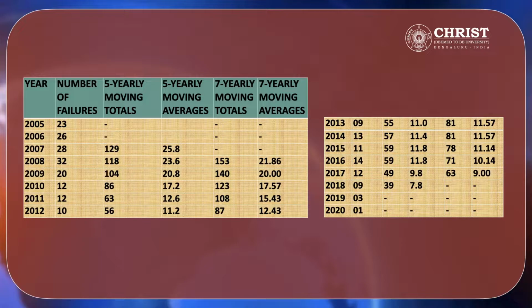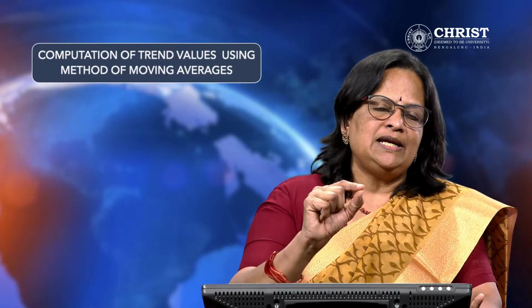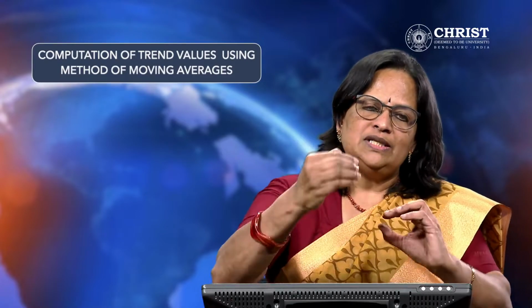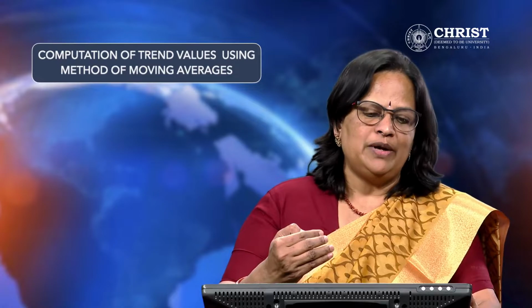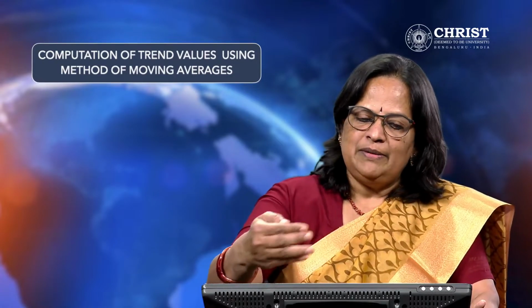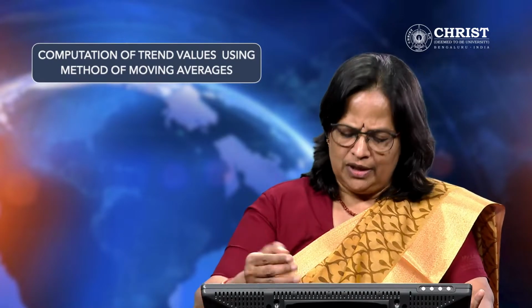When you are calculating the next 5-yearly moving total, the 2005 value you have to skip. Then you take the total from 2006, 7, 8, 9 and 10. This is how we take all the variations into account. We have learned that 4 variations are there, the 4 types: trend, seasonal, cyclical and irregular, all of which can affect the values. That is why we are trying to accommodate all the possible changes. So the first value you leave, then you calculate the next 5. For 7-yearly, similarly, you leave the first value and take the next 7. Like that you compute.